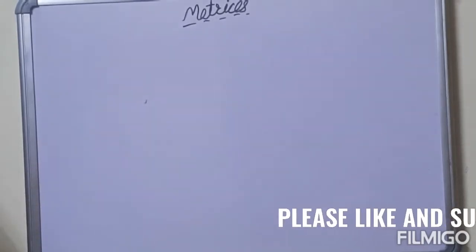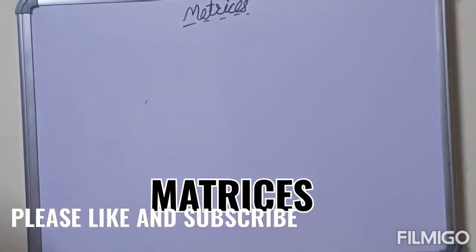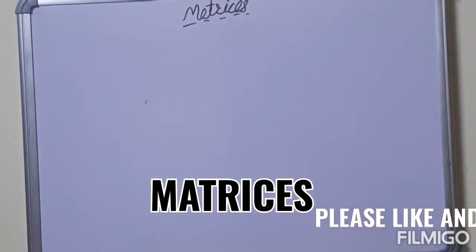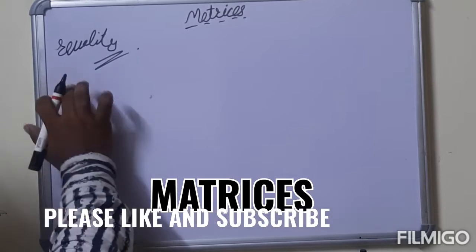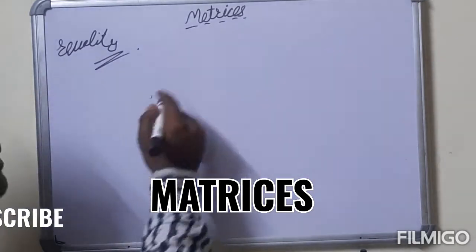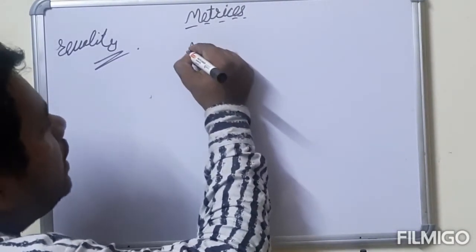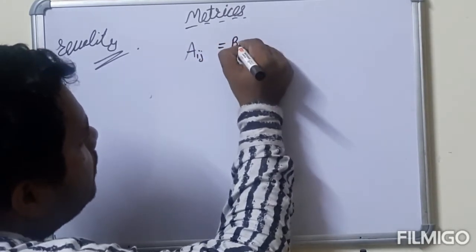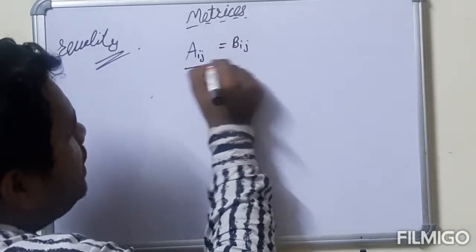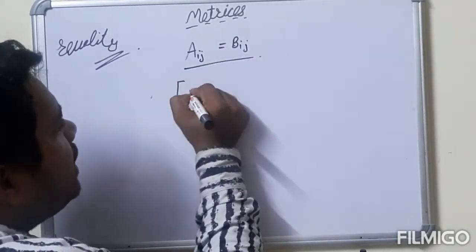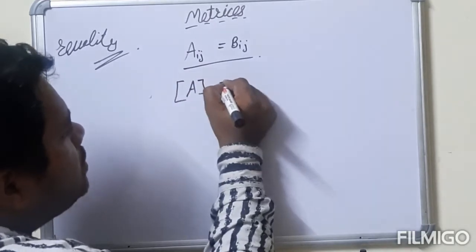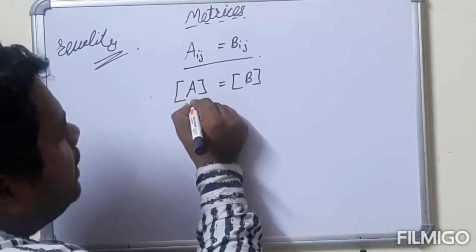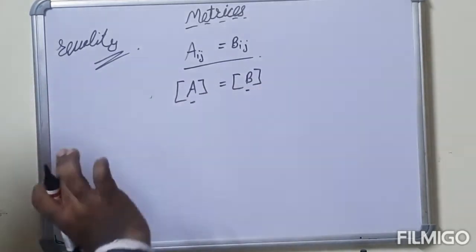Hello everyone. Today we are starting with our new topic on matrices for class 12, which is first equality. Equality of matrices: if matrix A equals matrix B, then all the elements of matrix A are also equal to the elements of matrix B.